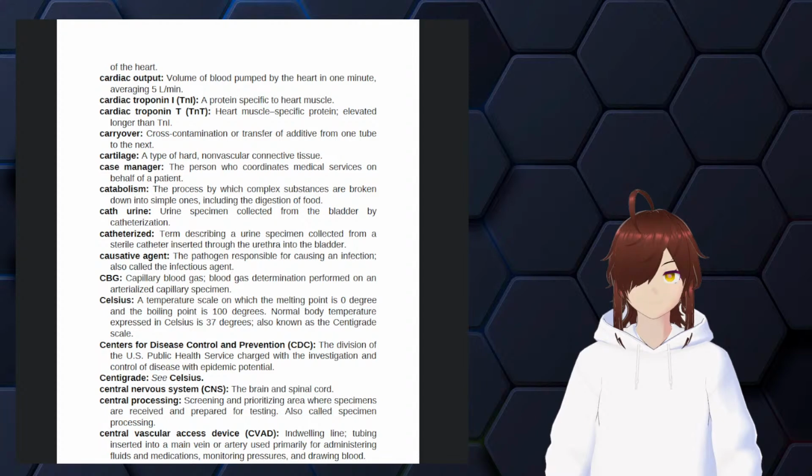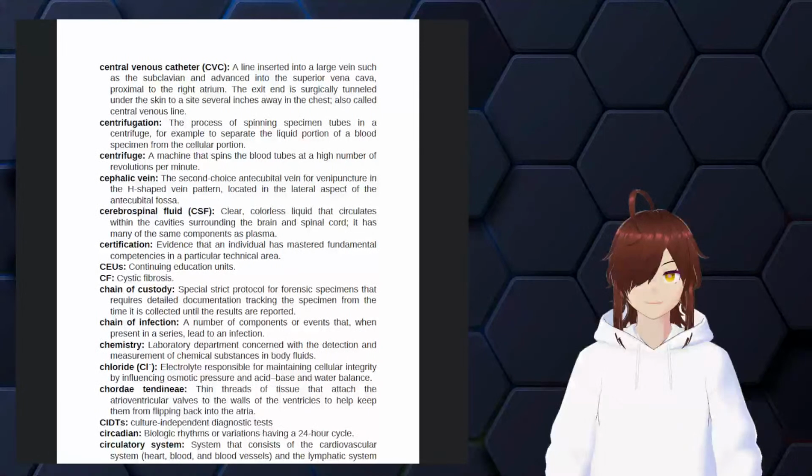Central processing: screening and prioritizing area where specimens are received and prepared for testing, also called specimen processing. Central vascular access device, CVAD: indwelling line, tubing inserted into a main vein or artery, used primarily for administering fluids and medications, monitoring pressures, and drawing blood. Central venous catheter, CVC: a line inserted into a large vein, such as the subclavian, and advanced into the superior vena cava, proximal to the right atrium.